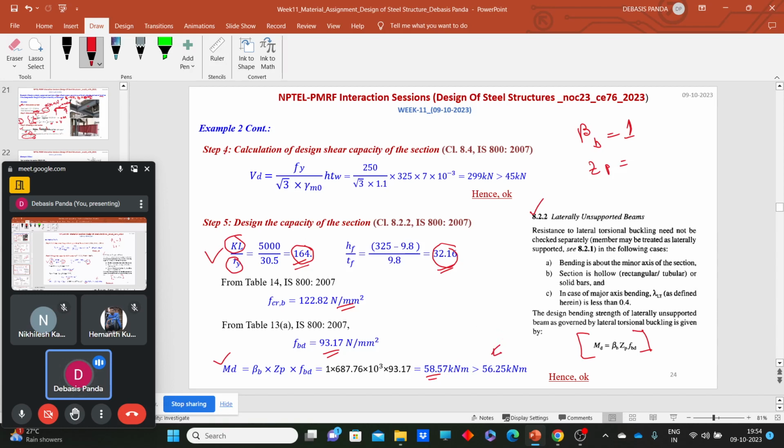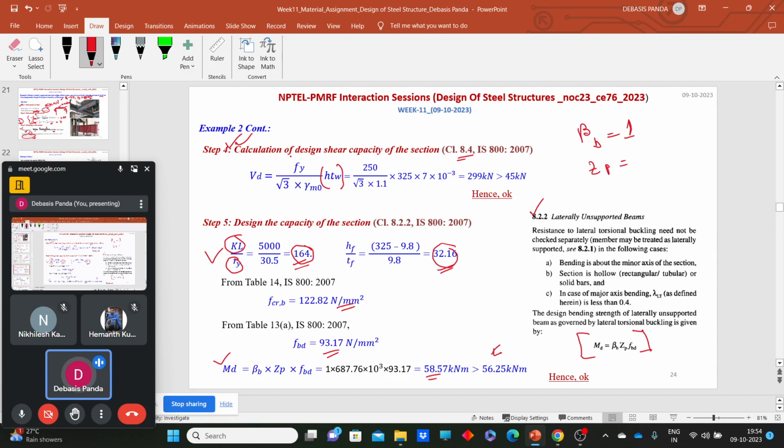Now, what should be the design shear capacity? We can calculate the design shear capacity using clause 8.4. It's a rolled I section. So what will be the value of your shear area? AB is nothing but H into TW. So you can calculate the design shear capacity.